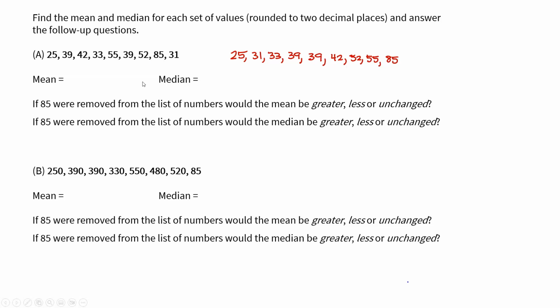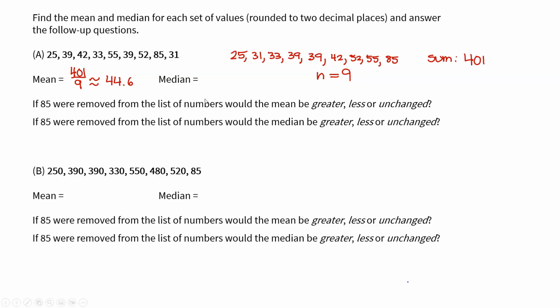The mean is just the average, so you would add these all up to get a sum, and if you added all these up, you would get 401. There are, in this case, 9 items here, so you're going to take that 401 divided by 9, and that's going to give you the mean, which is about 44.6.